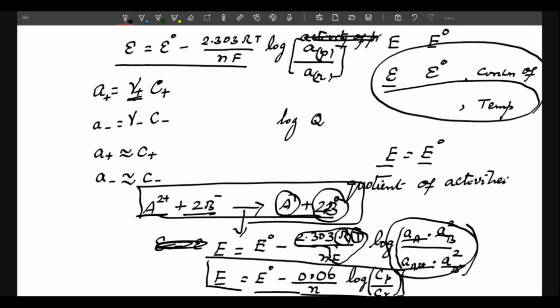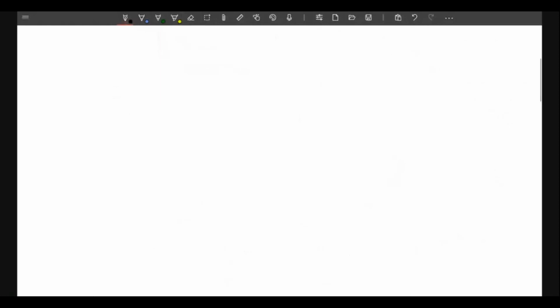And now, making use of this, you can also write for the cell electrodes and so on. Now, how do you write this for the cell electrode? I will give one example and you can easily follow this one. Suppose you are given M of n+ plus n number of electrons. Write down the Nernst equation for this.